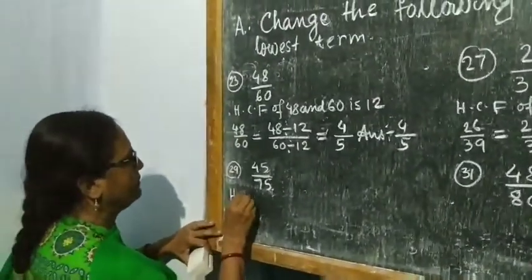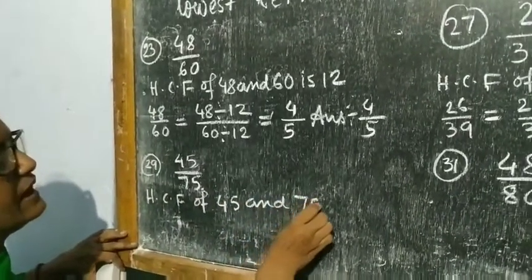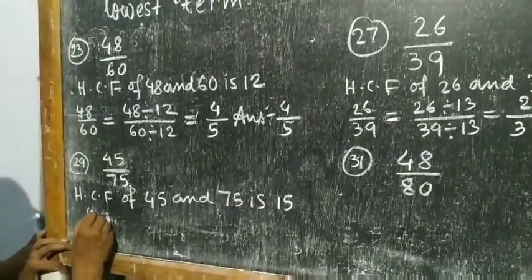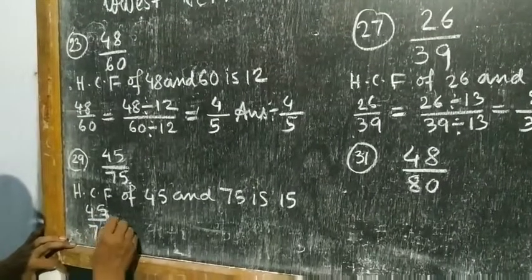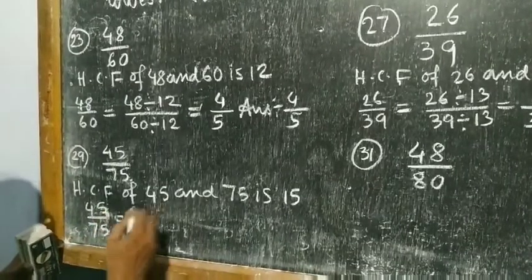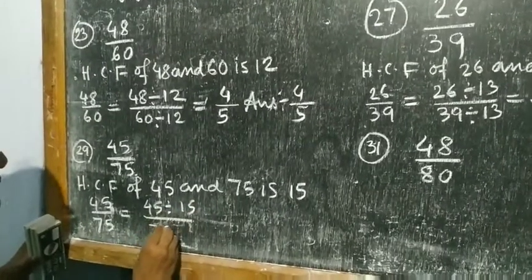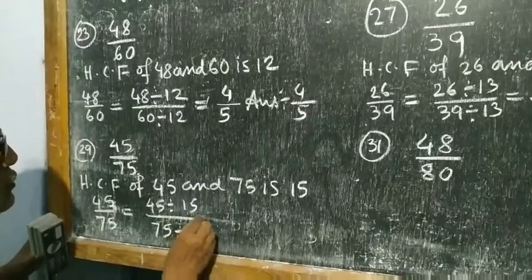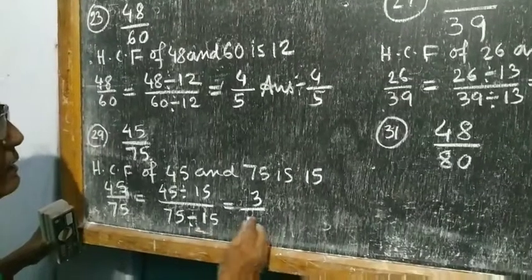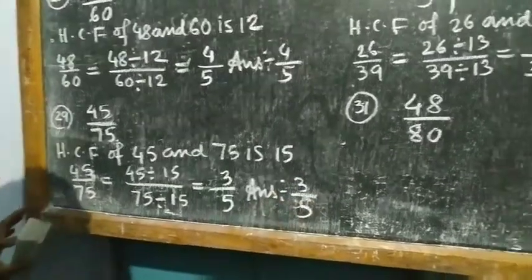So the HCF of 45 and 75 is 15. So now you divide the numerator and the denominator of the fraction 45 by 75 by 15. So 45 divided by 15 and 75 divided by 15. 45 divided by 15, 3 and 75 divided by 15, 5. So the answer is 3 by 5.